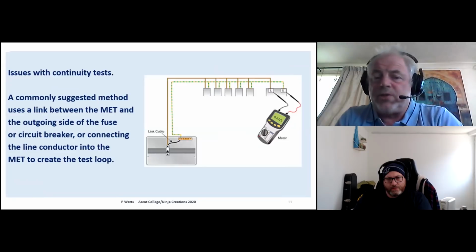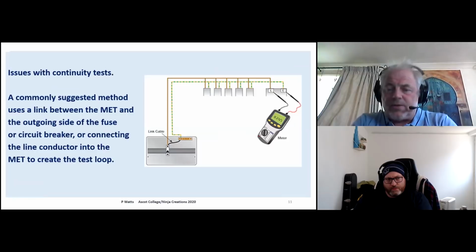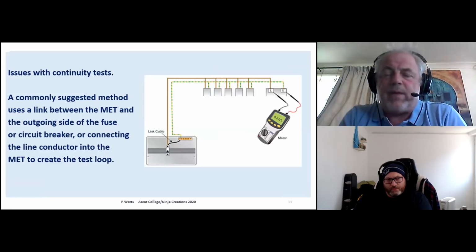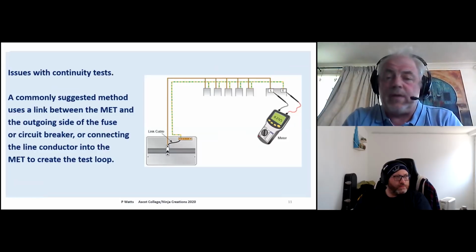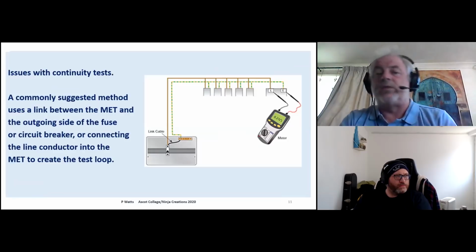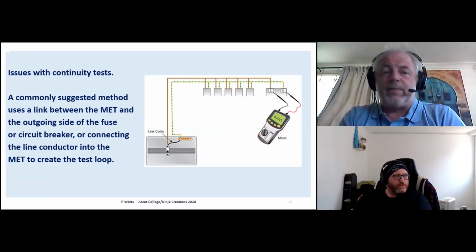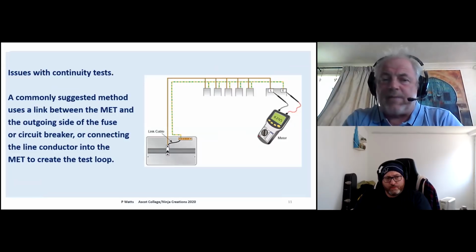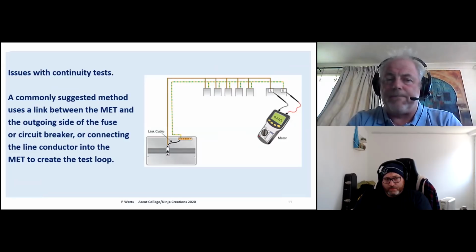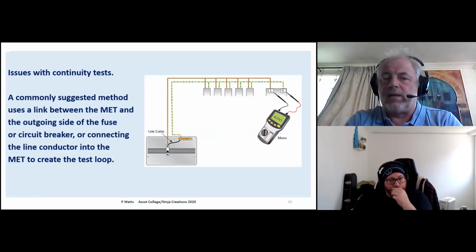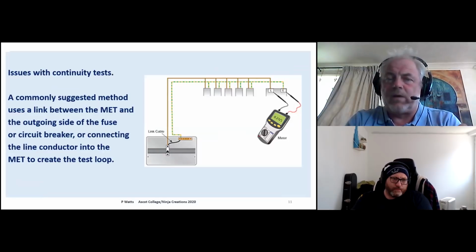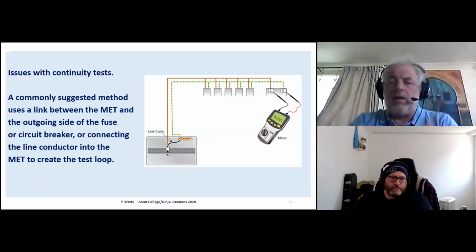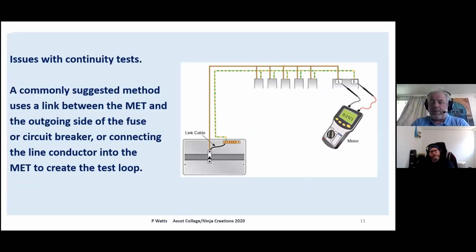Other issues with continuity tests. If you think about continuity tests, there's a commonly suggested method, and you see this a lot in the books, and I've seen this on lots of training materials. Put a link between the earth terminal in the board and the outgoing side of the MCB or the fuse or circuit breaker, connecting the line conductor to the MET to create this test loop. You see that commonly shown. I personally am not very happy with that for a number of reasons. It's not my favorite idea.